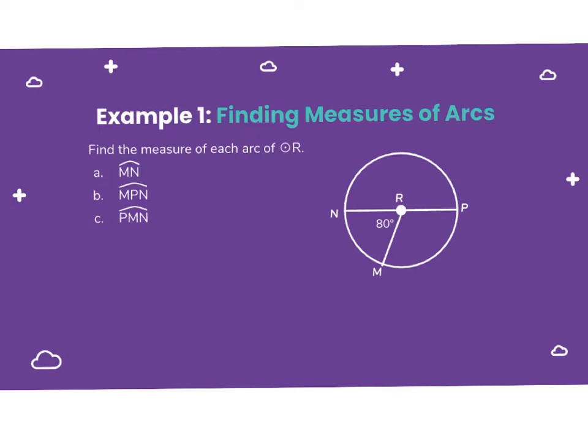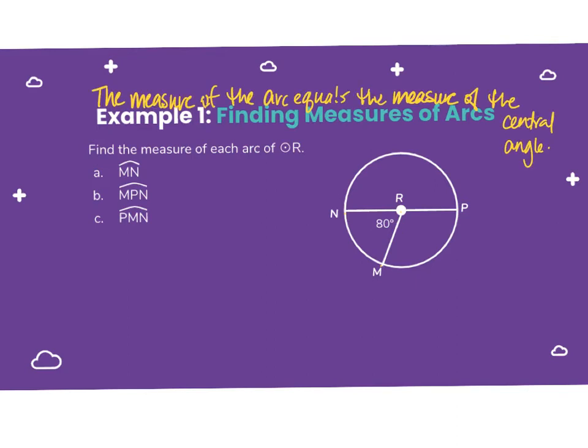Arc MN. So if we know angle NRM, that is a central angle, and we know that the measure of the arc equals the measure of its central angle. So if angle NRM is 80, then arc MN is also 80 degrees.